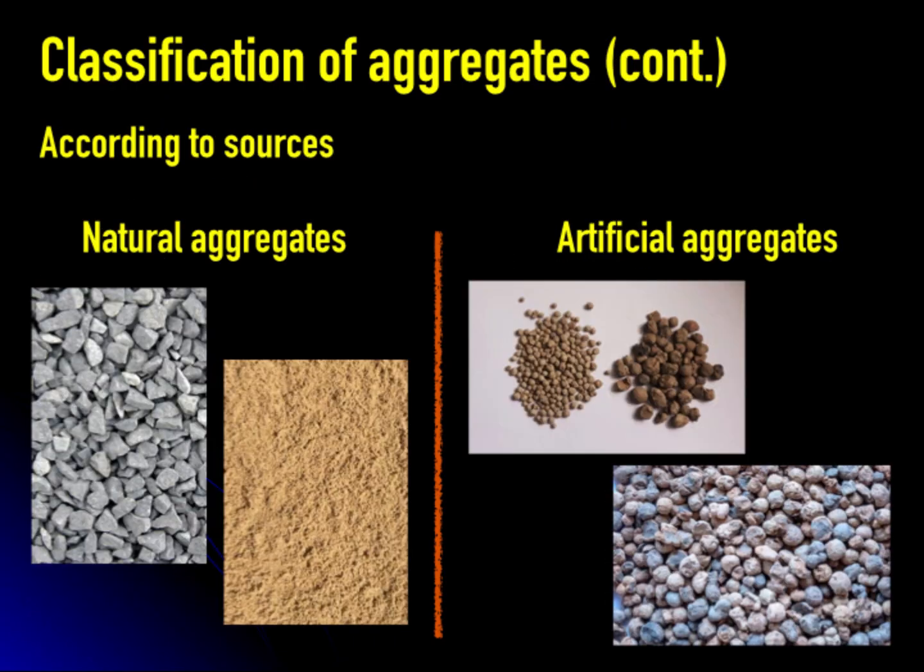According to the sources of aggregate, aggregates are divided into 2 types, which are natural aggregates and artificial aggregate. Good examples of natural aggregate are river sand and rock or gravel. Artificial aggregate is mostly a byproduct obtained from special manufacturing processes such as blast furnace slag and expanded clay.